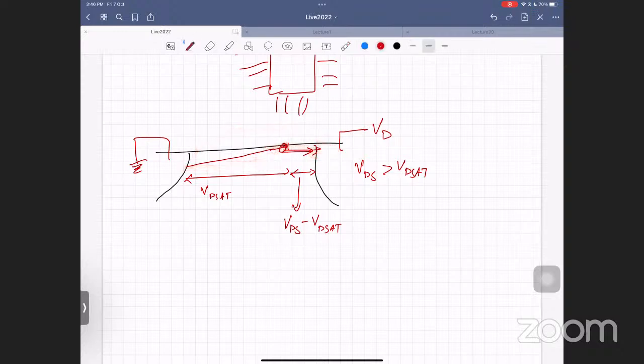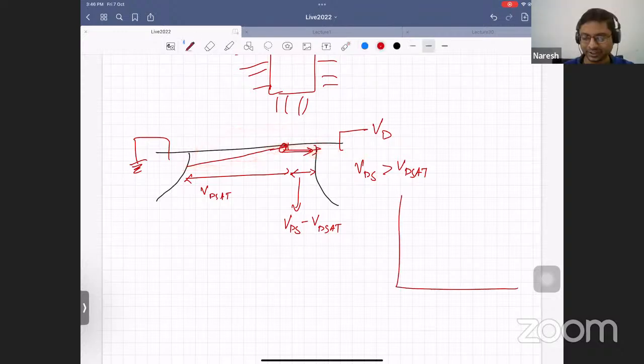So that's why, when we draw ID versus VDS, initially we say this is increasing, and then at some point it saturates. After that, it doesn't increase, is what we say.